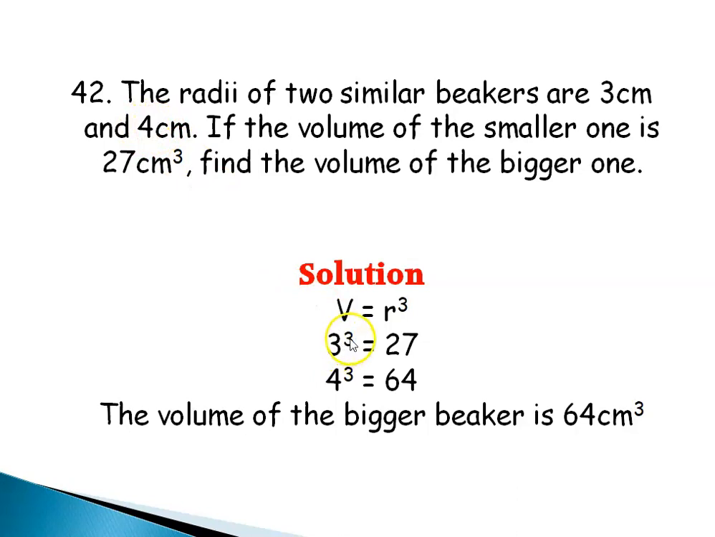When we say 3 raised to power 3, that will give us 27. So we'll do the same thing for this. This 3 raised to power 3 will give us this 27. So we'll do the same thing for the 4. 4 raised to power 3, that's 4 times 4 times 4, and that will give us 64. So the volume of the bigger beaker is 64 centimeter cube. Is that taken? Very good.